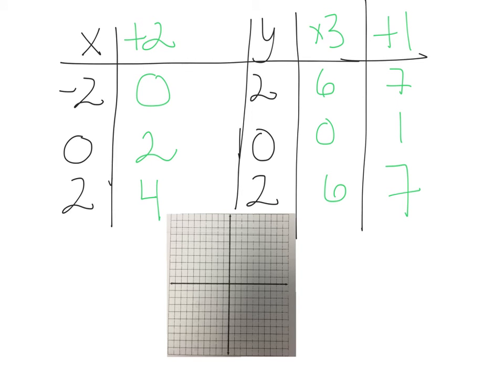So if I go ahead and graph what I have, I'm going to be at 0, 7, 2, 1, and at 4, 7.